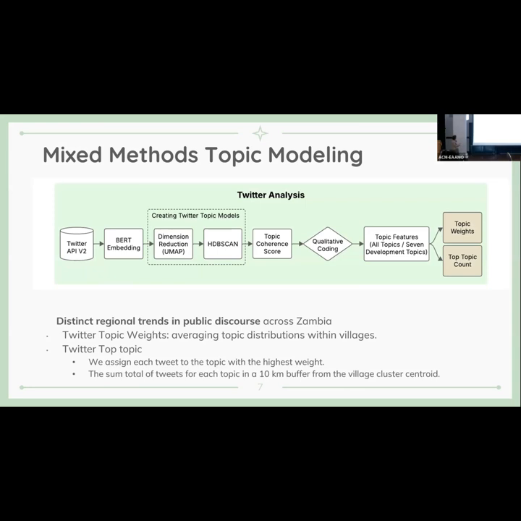After we extracted these machine-generated and also qualitatively assessed topics, we created topic weights, which is the average topic distribution across region. And then we generated another feature, which is top topic count. That is, we assign each tweet to the topic with the highest topic weight, and we sum the total number of tweets for each topic in a 10-kilometer buffer around a village centroid. So we use these two features.